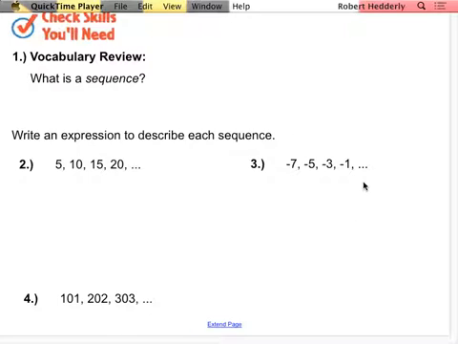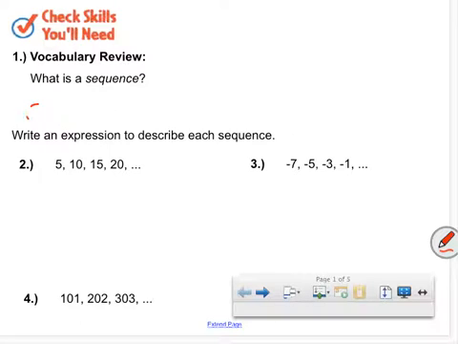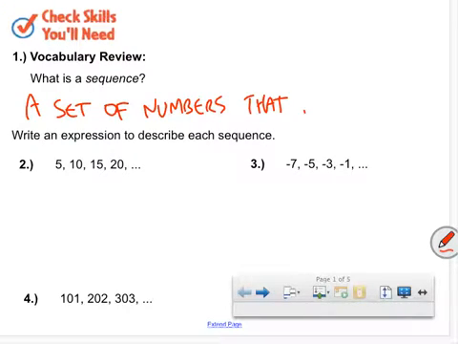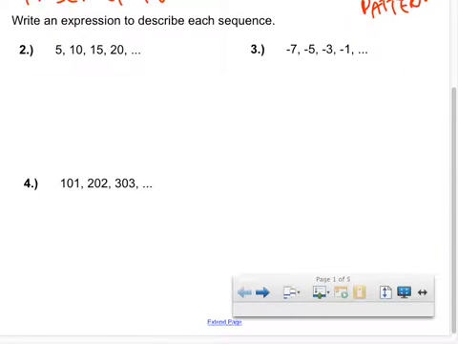Is a set of numbers that follow a pattern. Nice. It's a set of numbers that follow a pattern. Okay, moving along. All right, write an expression to describe each sequence.